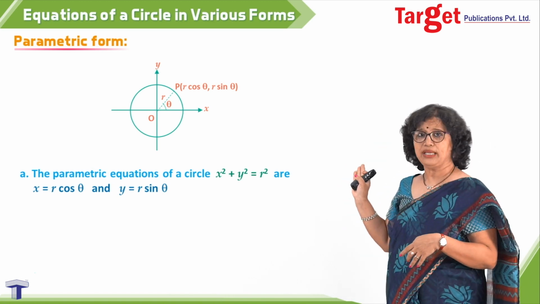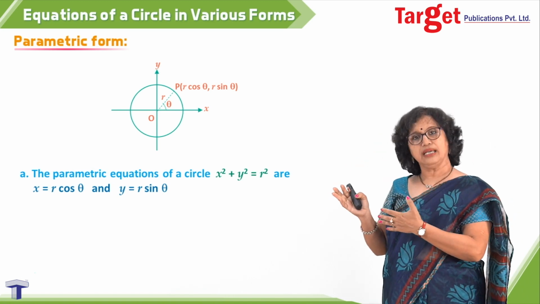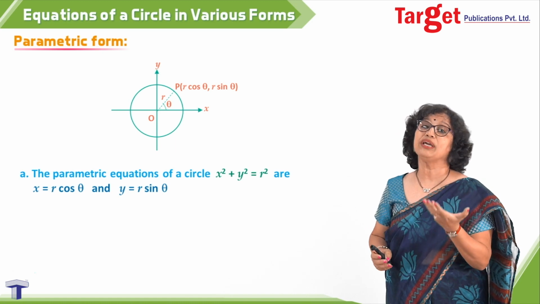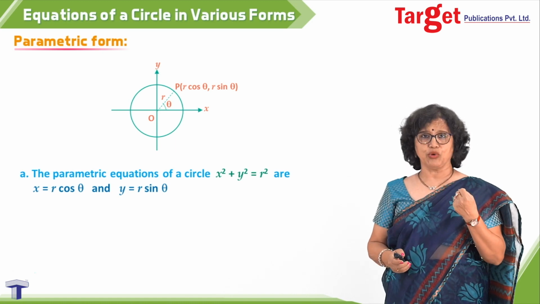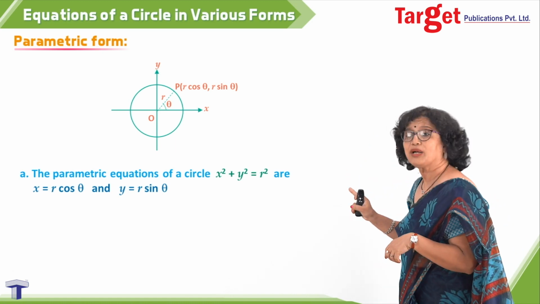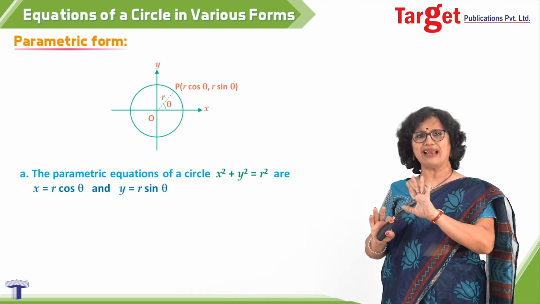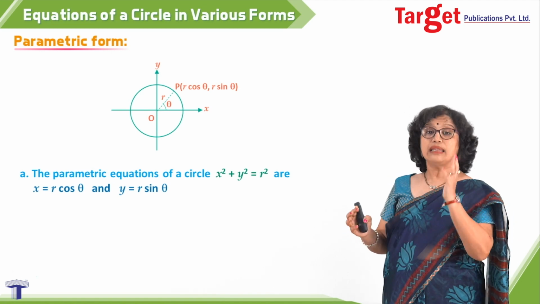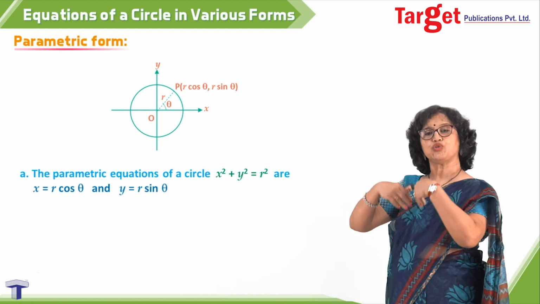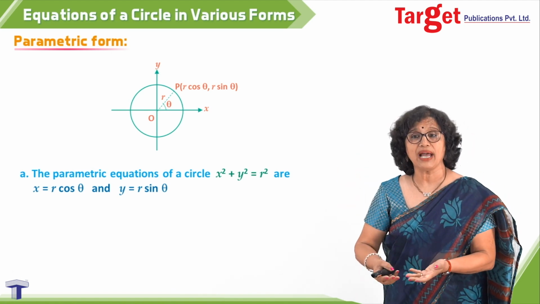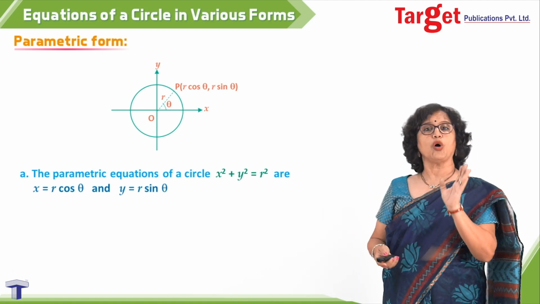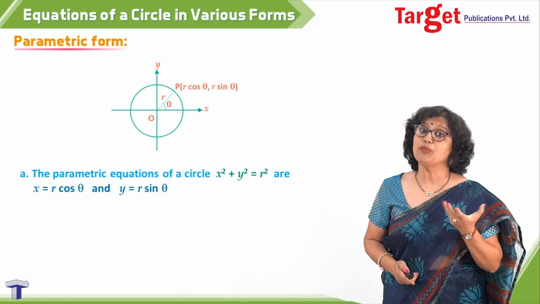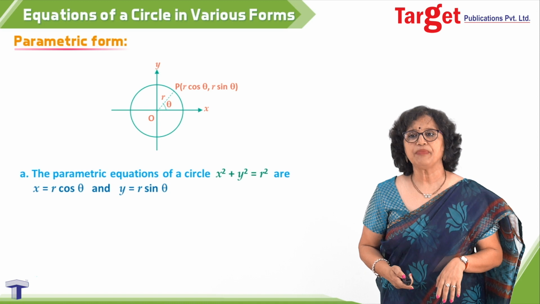Why am I saying corresponding equation? Because the picture I have drawn here is related to where we had found the equation as x square plus y square equal to r square, right? So x square plus y square equal to r square was the standard Cartesian form of the equation of the circle. Now that same equation reduces, in parametric form, to x equal to r cos theta, y equal to r sin theta. This would be called the parametric equations of the circle.